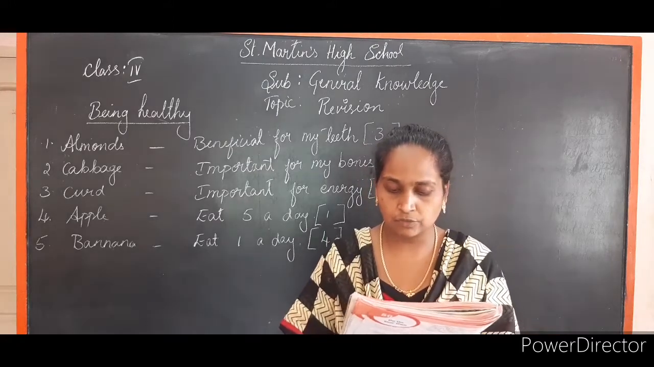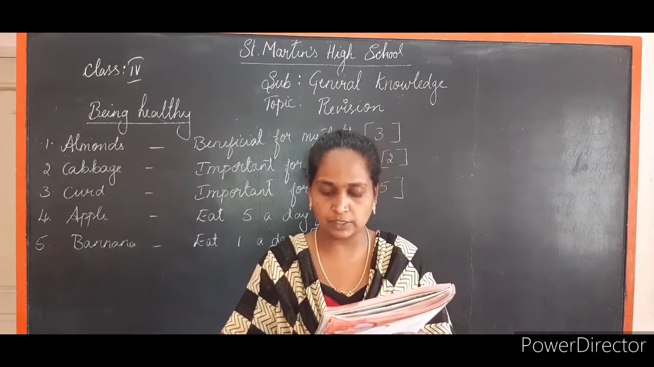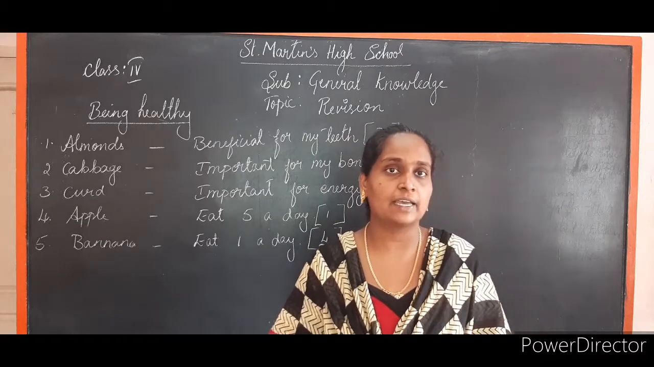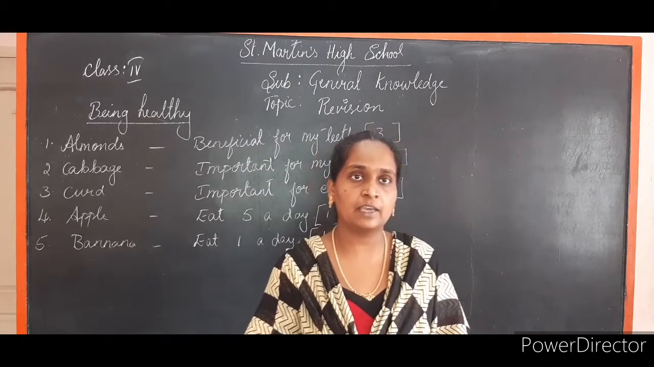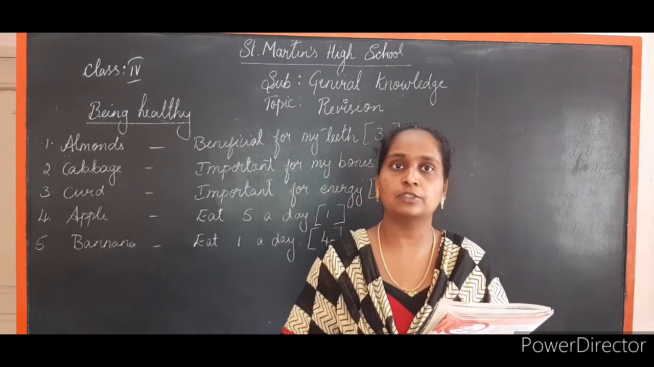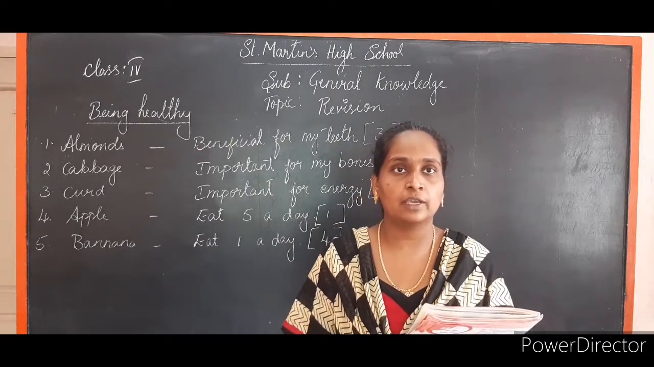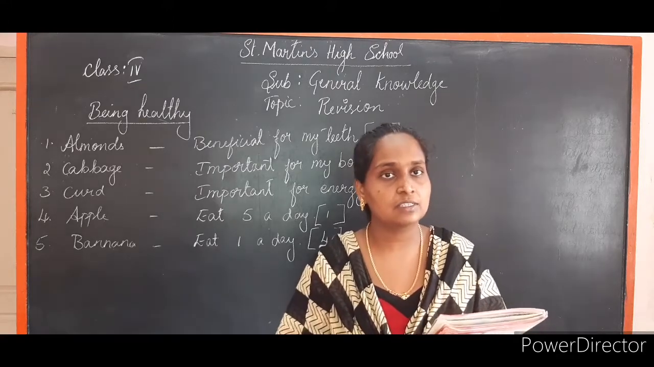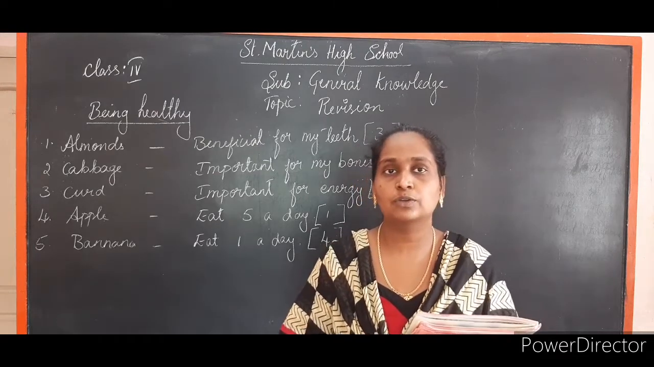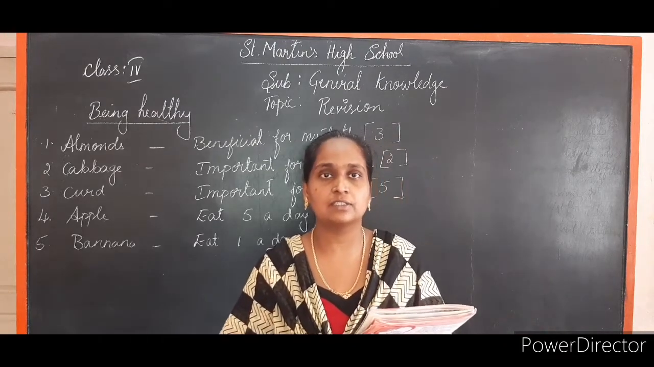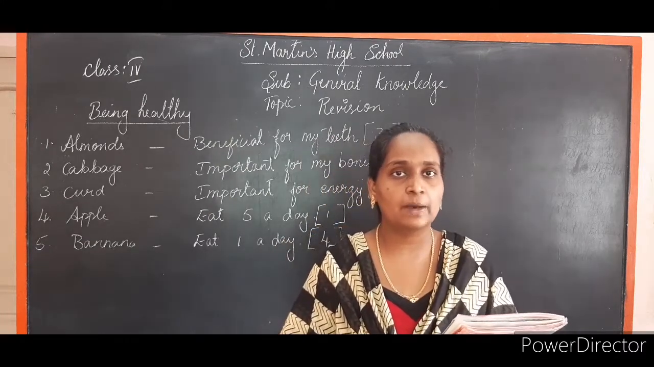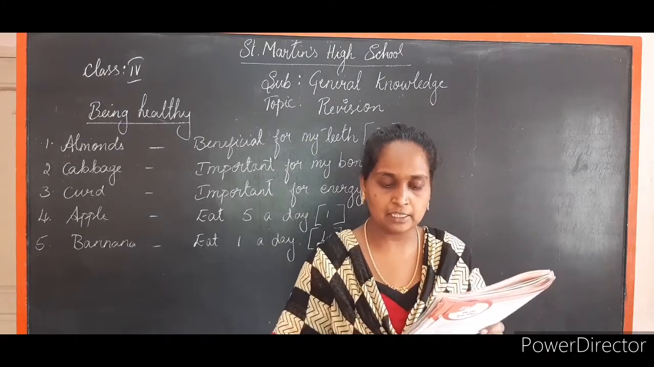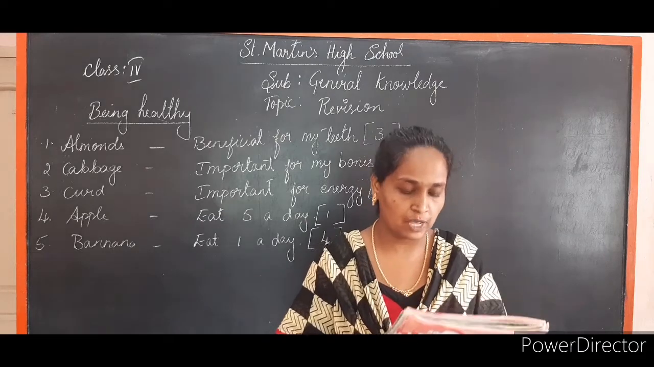Seven, we should walk or ride a bicycle to school if it is not so far. If your school is near, you should go by walk or you can use a bicycle. We should not unnecessarily use the motorbike, because the vehicle emits smoke and it will cause air pollution. So if you are going somewhere nearer, you go by walk. Otherwise, use a bicycle. We should walk or ride a bicycle to school if it is not so far.